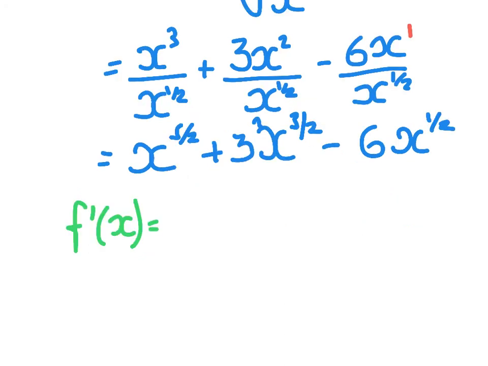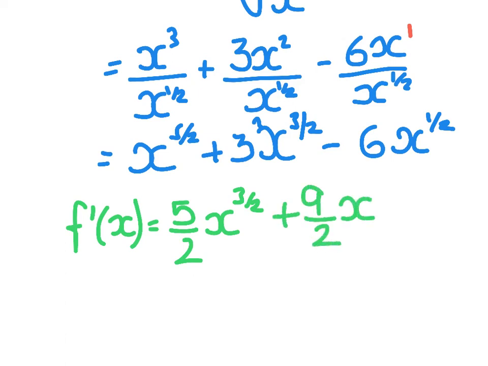So we're going to do each term in turn: multiply by the power, reduce the power by 1. 5 halves, this is going to be 5 halves of x. 5 halves take away 1, which is 2 halves, is 3 halves. 3 halves times 3 is 9 halves. x to the power of 3 halves take away 1 is 1 half. Negative 6 times a half is negative 3. x to the power of a half take away 1 is negative a half.